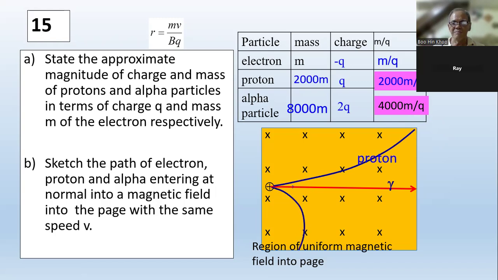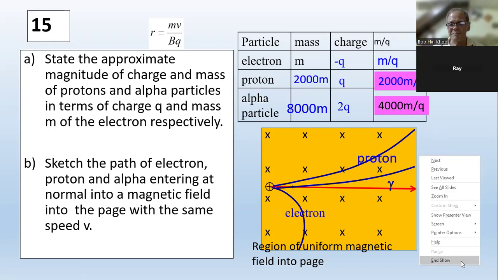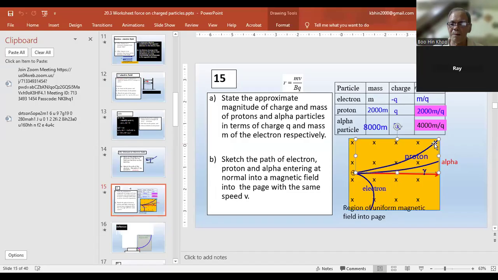There's a proton, there's an electron, and there's an alpha. Maybe proton should be more curved. Okay, and you should be able to draw all that. Electron is deflected very easily because of the small mass.